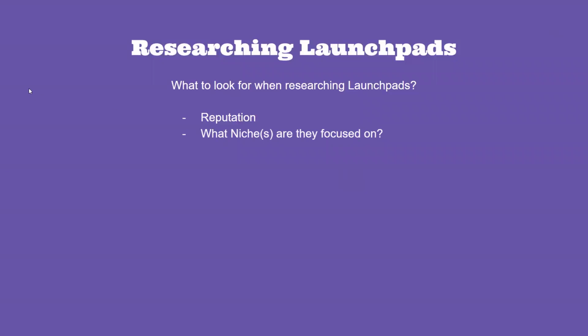And then, what niches are they focused on? I think it's good to focus on a specific niche or a specific type of launch, because there are so many different niches and types of products in the crypto world. You have gaming, meme tokens, rewards tokens, launchpad tokens, utility tokens, and a lot of different types of utilities and so on.